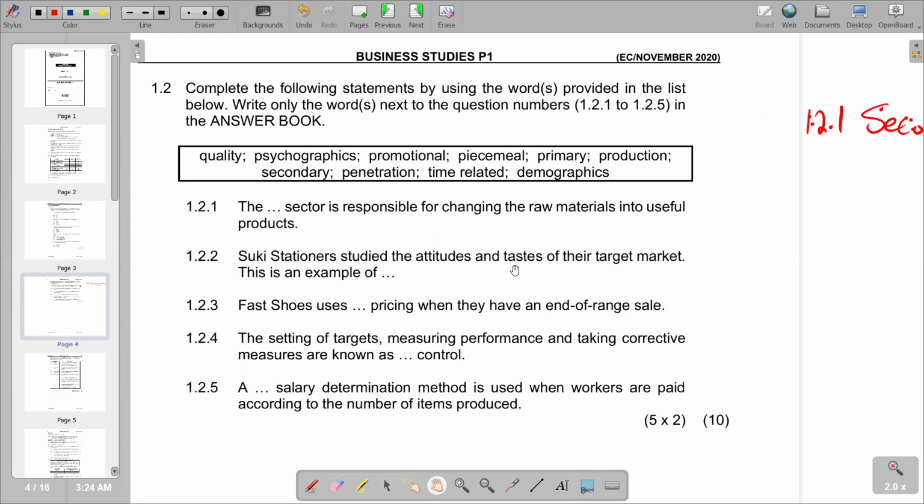Then we can move on to the next part of the question, which is saying Suki Stationers studied the attitudes and tastes of their target market, and this is an example of where they are studying the attitude and tastes. According to the responses that you are given, the most appropriate is psychographics. The explanation of psychographics is the study of personality. It can also be the study of values, opinions, attitudes, interests, or even lifestyles. The statement says Suki Stationers studied the attitudes and tastes, which exactly matches the explanation of psychographics.